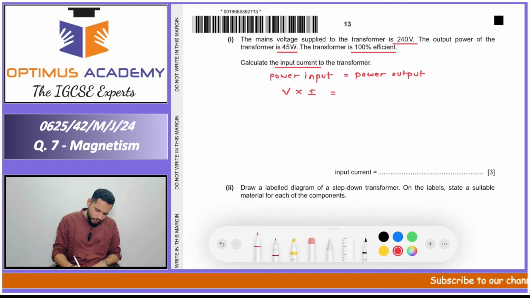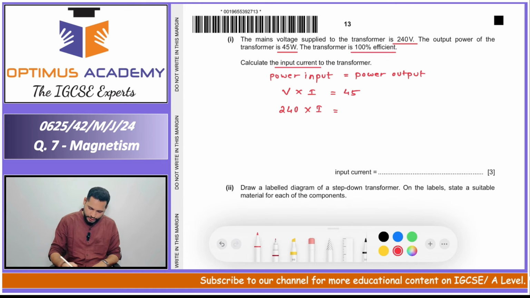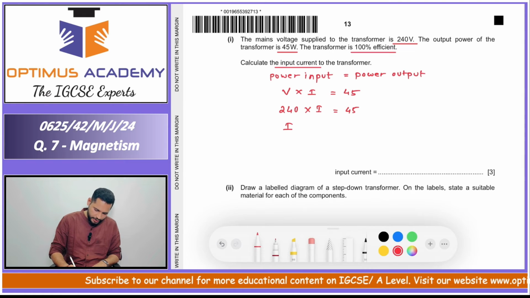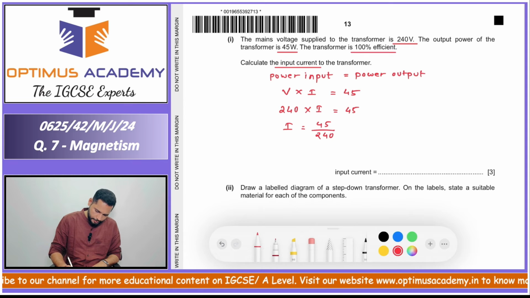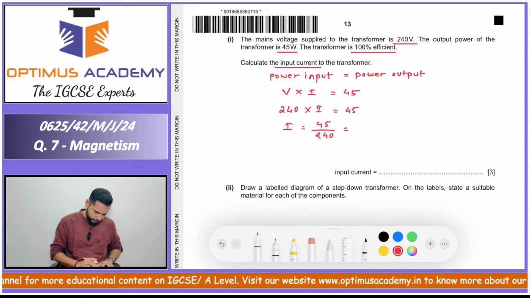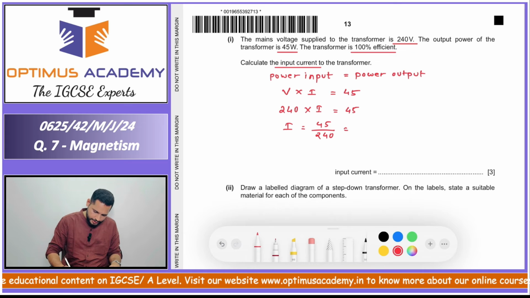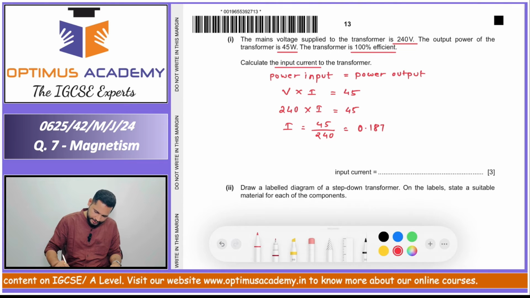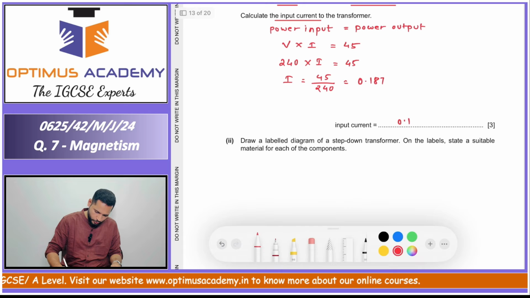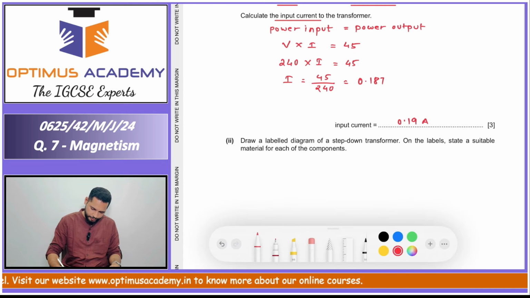But here we already have the value for power output, which is 45. The input voltage is 240. We are supposed to find current. So I will be 45 upon 240. The answer is 0.187. We can write 0.19 ampere.